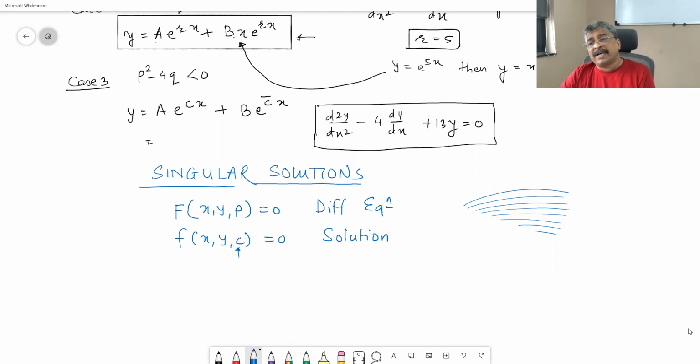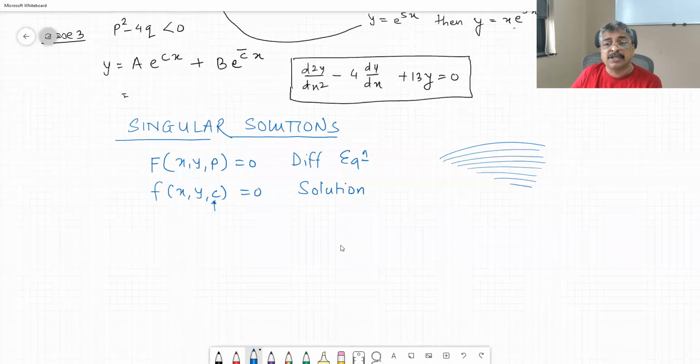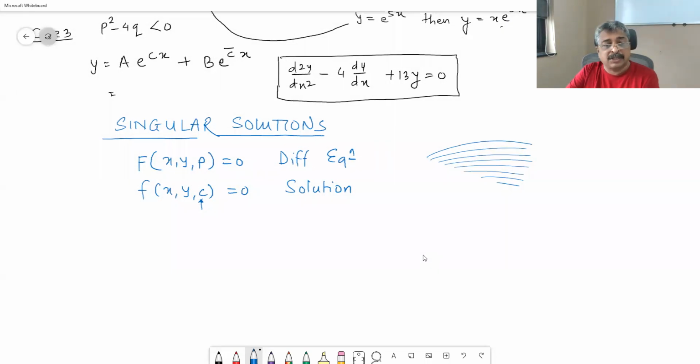In fact p is also behaving exactly like c here, but it is one level up, which is at the differential equation level. So this is also a parameter. For different values of p you will keep getting different natures of the differential equation. That is the first thing that we need to understand.